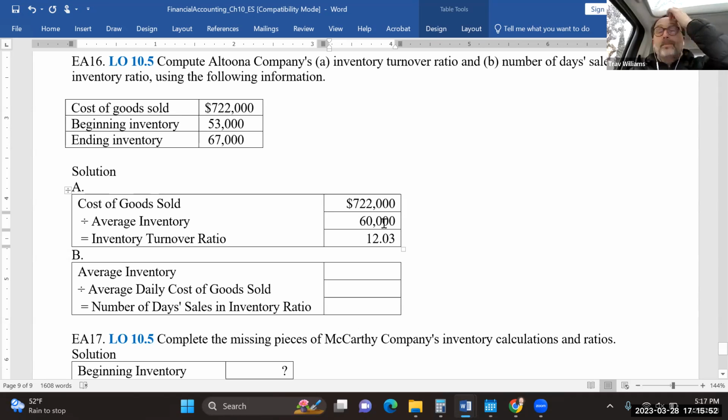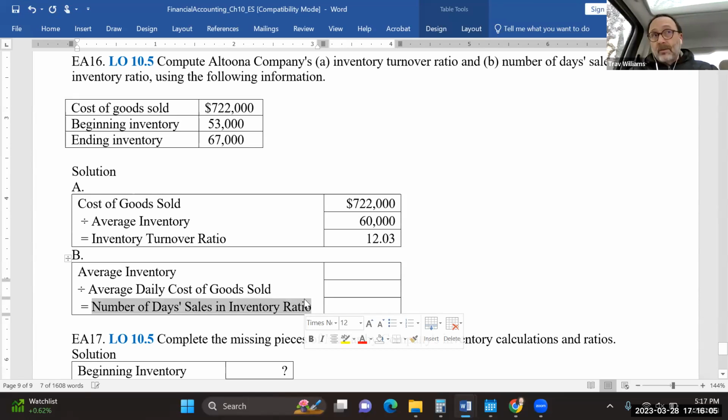Another ratio that we will learn here is the number of days sales in inventory ratio. This is similar to the number of days sales in accounts receivable ratio we learned last time. The way we did that, if you remember, was we took 365 and we divided it by our accounts receivable turnover ratio. You could do that here, but the textbook wants us to do it a different way.